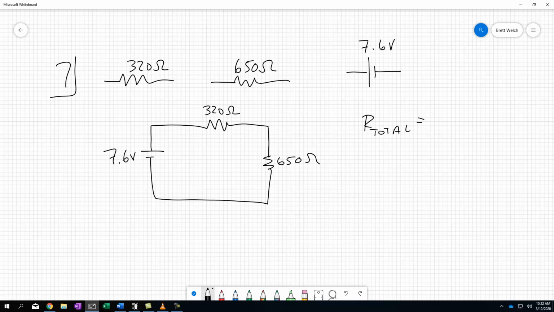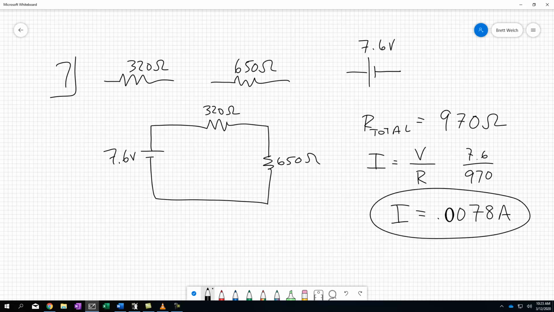In any case, our R total comes out to what, 970, by just adding the two resistors together. If I wanted the current, I would take Ohm's law, my voltage divided by my resistance, to get my total current. It's just one simple loop. The voltage is 7.6 divided by 970. How much current is flowing through my circuit? You guys got a calculator? Let's get it ready. 0.0078 amps. Not a lot of current. You got a lot of resistance for a small battery.